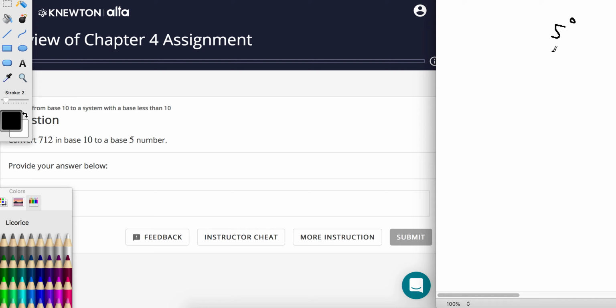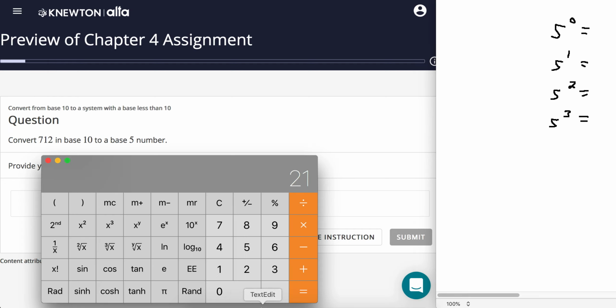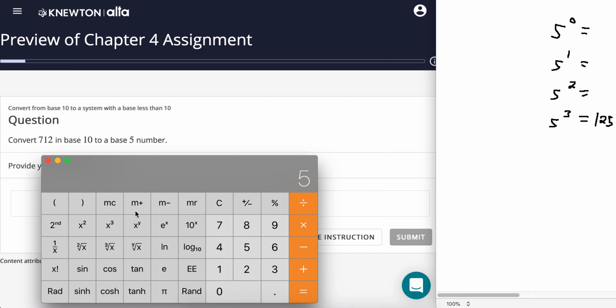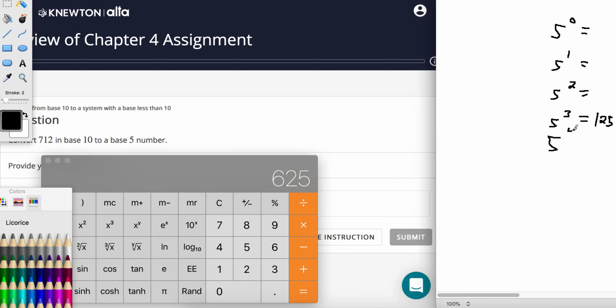So we have 5 to the power of 0, 5 to the power of 1, 5 to the power of 2, 5 to the power of 3. We want to be looking for those numbers inside the number 712. Okay, so 5 to the third is 125. There's definitely some 125s that fit into 712. Let's see if we have 5 to the fourth. Oh, there is 1 5 to the fourth in our number, right?